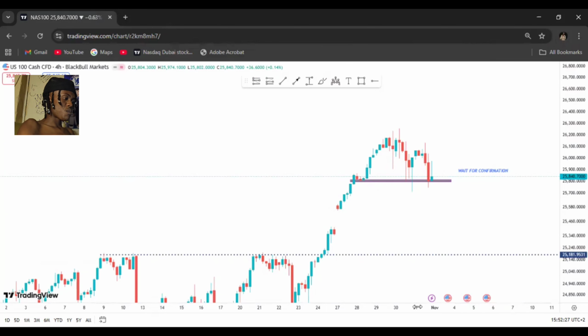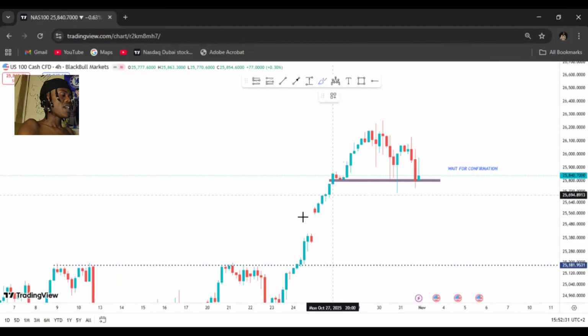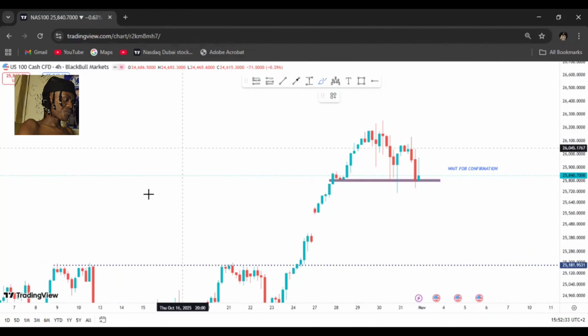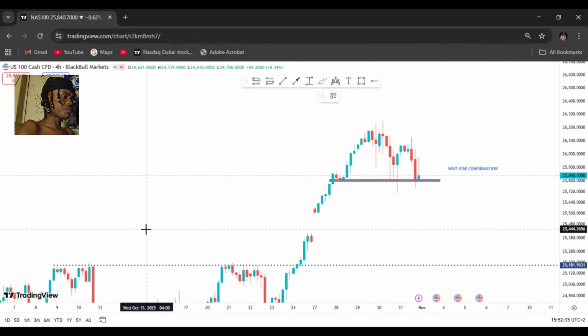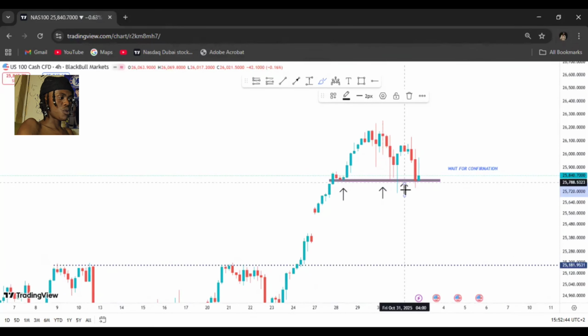So the first page that we're going to be working on will forever be the NAS on the 4-hour time frame. As you guys clearly understand, structure on Nasdaq is bullish, behavior on Nasdaq is bullish, and our patterns on Nasdaq are bullish. Based on what I'm sharing with you guys, you can clearly see that price is holding a clean support zone.